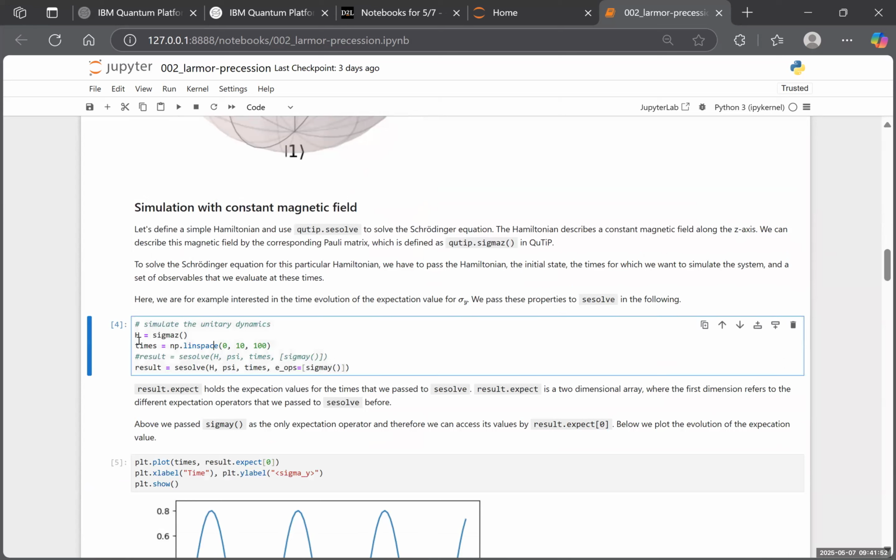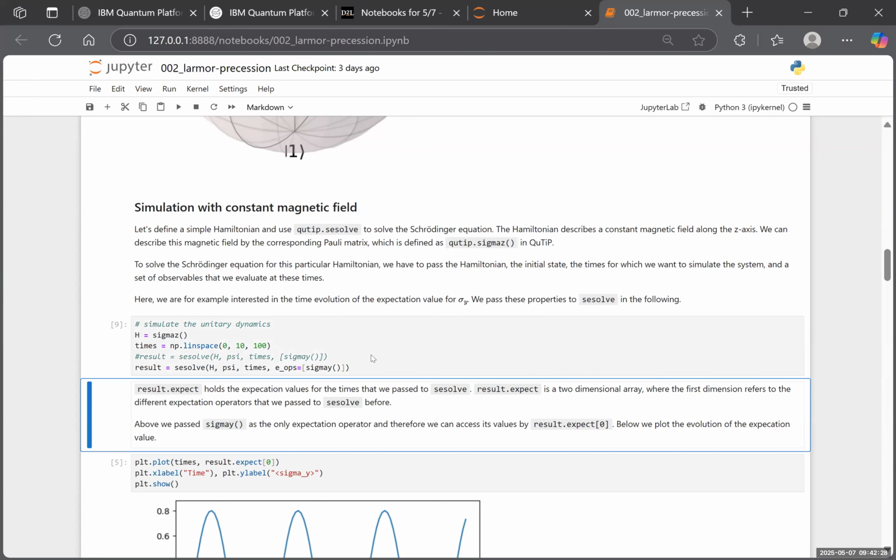So you set up the Hamiltonian, which is sigma z, and you have a time you want to solve, and you use the Schrödinger equation solver, right? Hamiltonian, initial state, time steps, and this expectation operator that you want to evaluate. And as I mentioned, in the newer version, you will need to use this e_ops equal to the list of operators you want to evaluate. Okay. So this was solved.